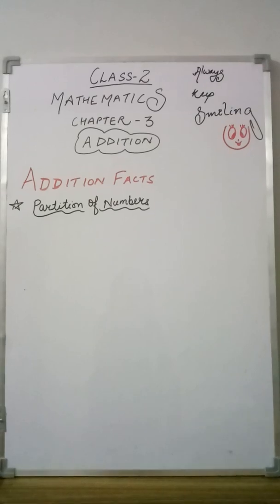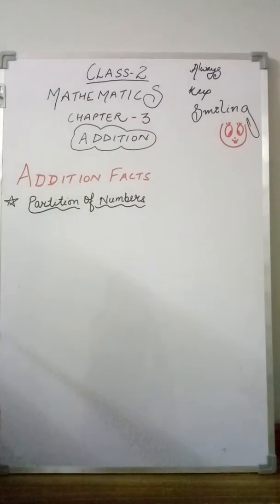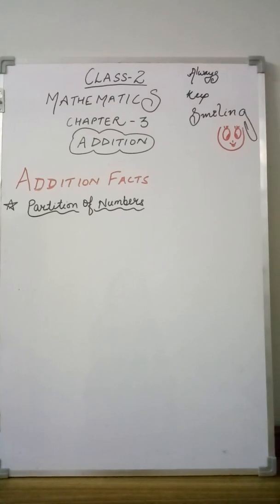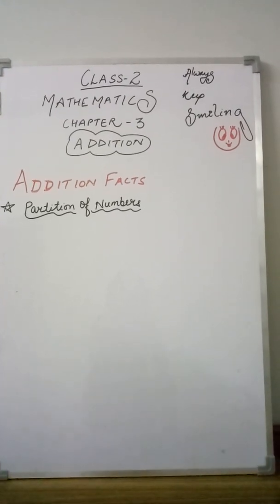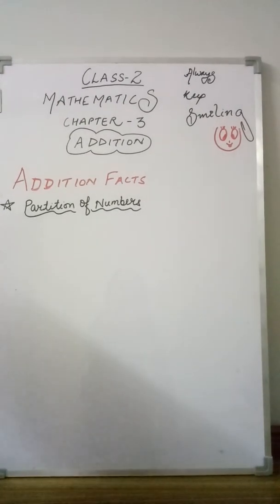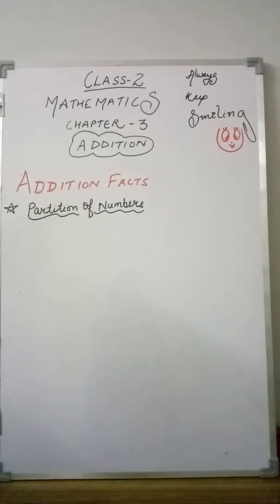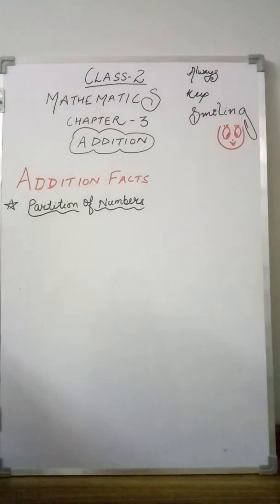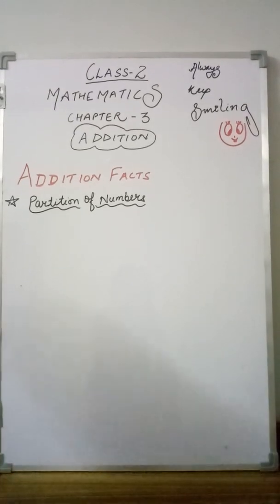Okay student, this is the third topic in addition facts. Two I have already discussed. One is the order of numbers, second is adding 0, and this is the partition of numbers. What is this partition of numbers? Here student, suppose any one number is with you, you have to write that number in partition. How in partition? Let me clear.